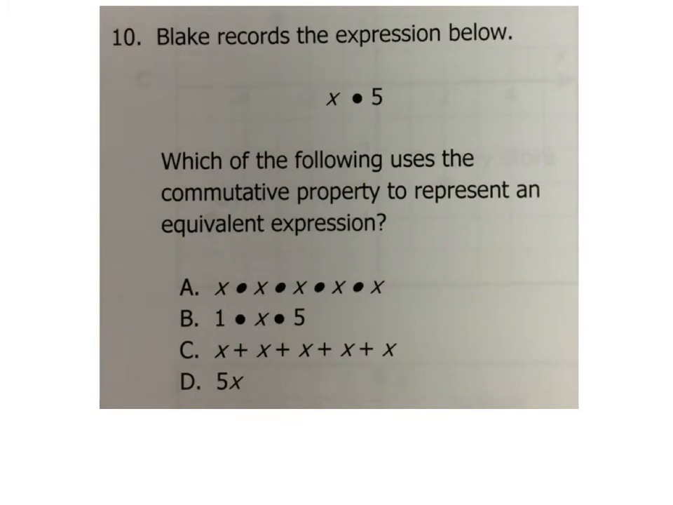Number 10, Blake records the expression below, x times 5. Which of the following uses the commutative property to represent an equivalent expression? And we remember that the commutative property is just flipping. So instead of x times 5, we have 5 times x.